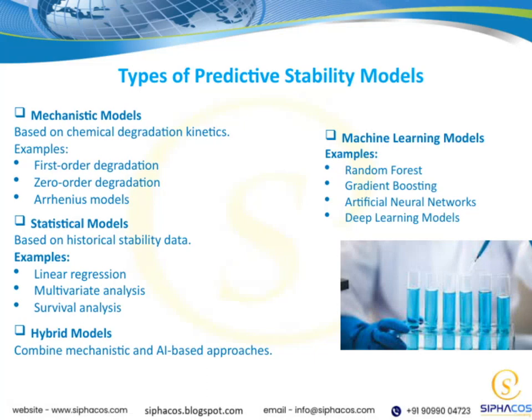When we talk about predictive stability models, there are several types to consider. First, machine learning models. These include random forest, gradient boosting, and artificial neural networks. Then we have mechanistic models, which rely on chemical degradation kinetics, like first-order or zero-order degradation, and Arrhenius models. Statistical models use historical stability data, applying techniques like linear regression, multivariate analysis, or survival analysis. Finally, hybrid models blend mechanistic insights with AI-based methods, aiming to get the best of both worlds.